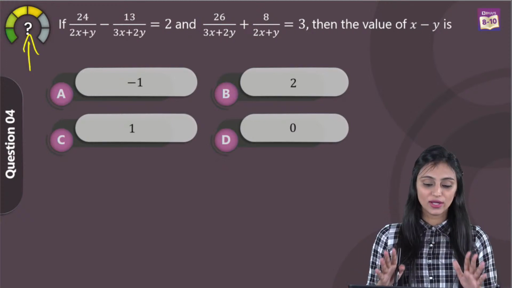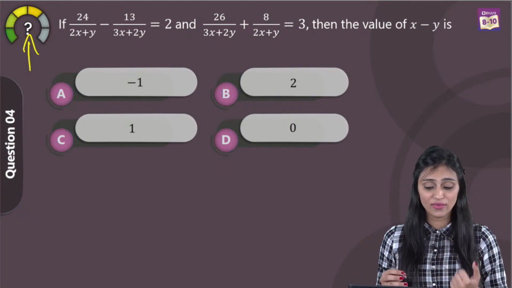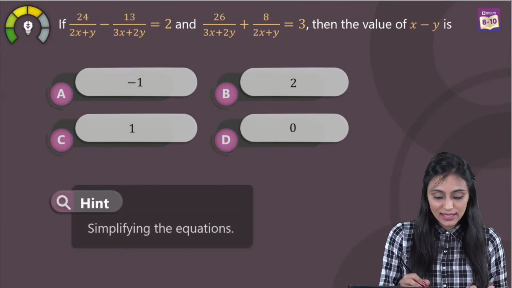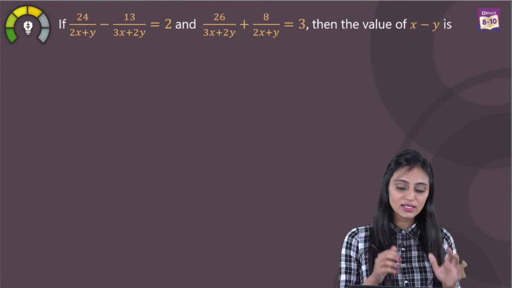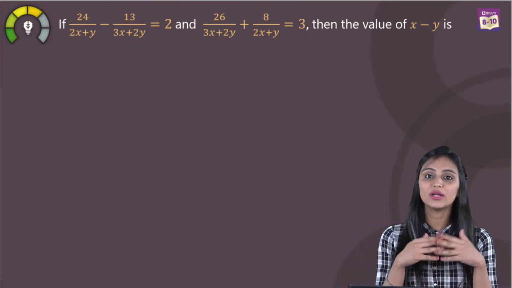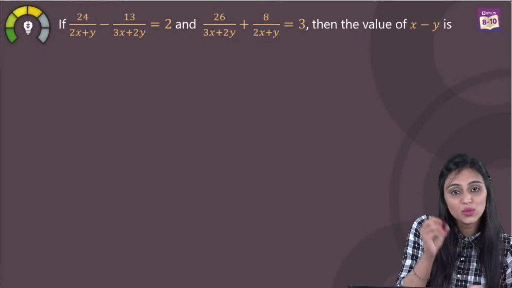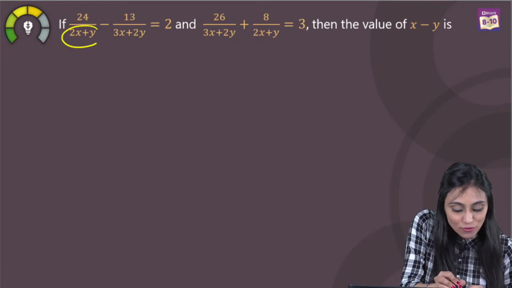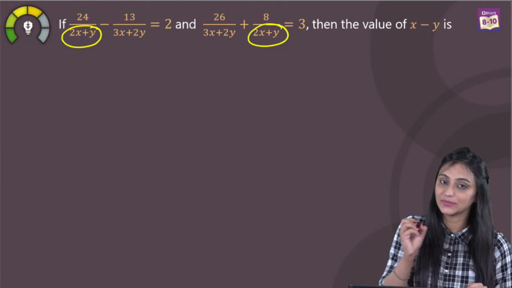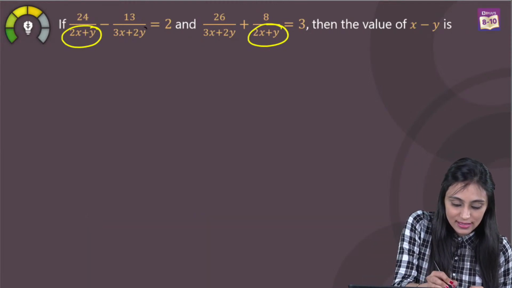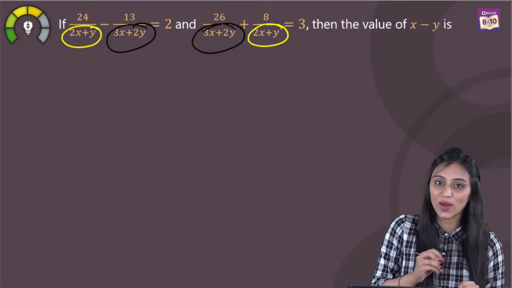Alright, so let's solve this question here. We need the value of x minus y. For that, I would require the values of x and y, right? So let's simplify these equations. These kinds of questions you would have seen in NCERT as well. What you need to do here is notice that in both the equations they have the same denominator, right? This and this is the same. And if you see here, this 3x plus 2y and 3x plus 2y is also the same.